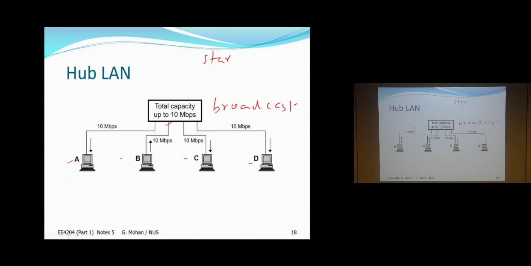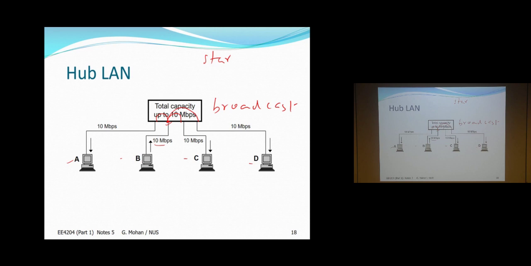What it does is, whatever bits it receives from a particular port will be copied into the remaining ports. For example, if B is transmitting a frame at the rate of 10 million bits per second, these bits will be received at this port, and what the hub does is mechanically copy the bits onto the remaining ports. When it receives from port B, it will pass it to all the remaining ports.